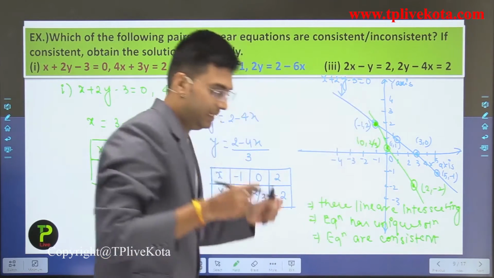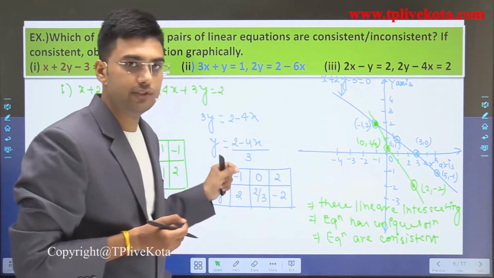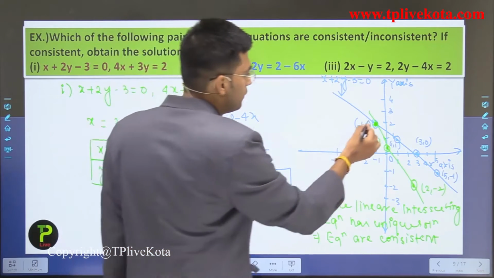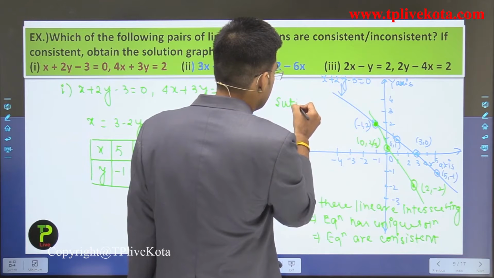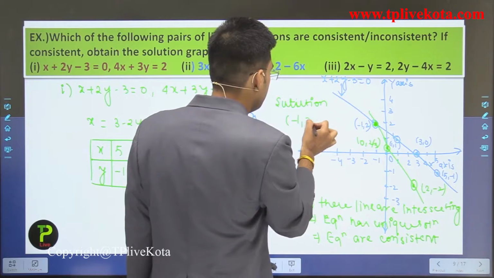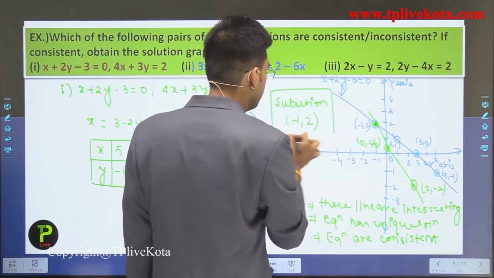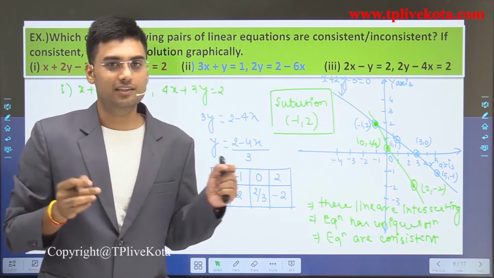And if consistent, then we have to find the solution of these equations. So the solution of these equations is minus 1 comma 2. This is the solution of these equations. Clear? So I hope you understand this question.